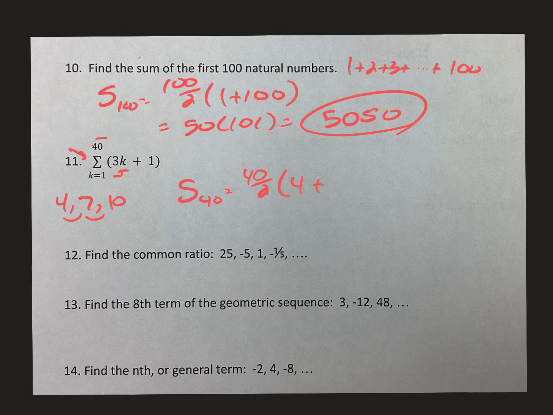The way you get the 40th term is you plug the 40 in there. 3 times 40 is 120, plus 1 is 121. So I get 20 here, 125 there. Just take that 20 times 125, and you get 2,500. So if you add up the first 40 terms of that sequence, you get 2,500.